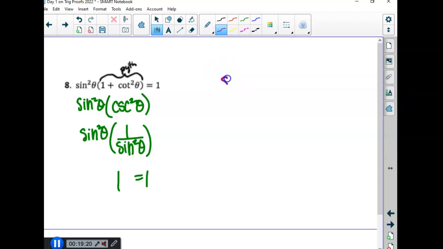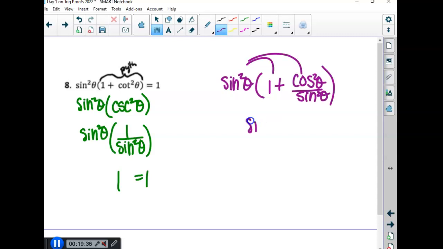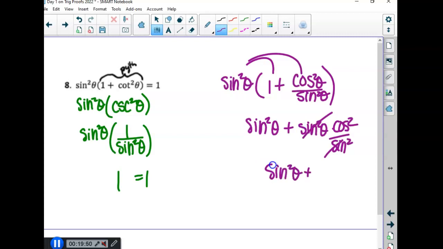All right, if you had not done that, let me just show you the other way. If you had traded it to cosines and sines, and then you had distributed, you would have wound up with a sine squared plus a cosine squared, which is what? 1? Okay, so you should have gotten it either way.